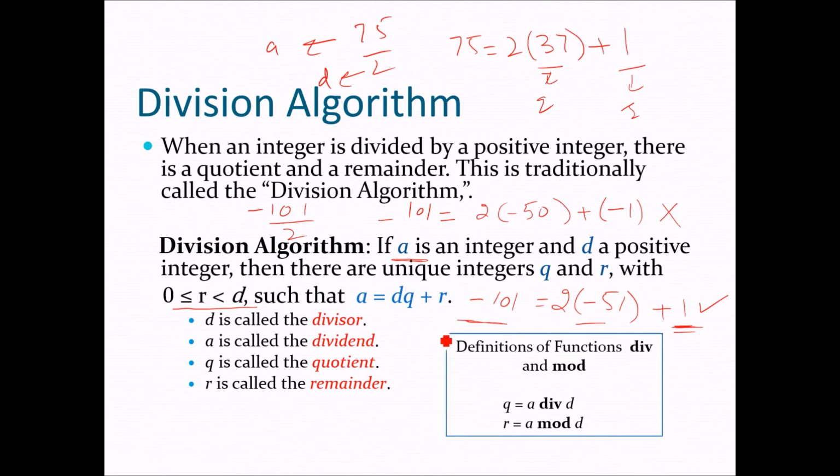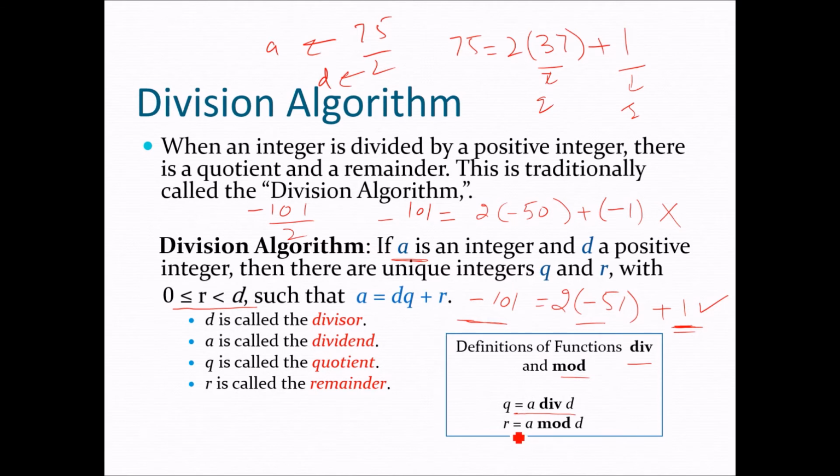Okay. Now there are two functions. Definition of function div, which is used for division, and this is mod, which is short form of modulus. Q is A div D. So this is the relation between A and D, and we have Q. Q is the quotient when we divide A by D, right? So this is how we read it, and R is the remainder, A modulo D.